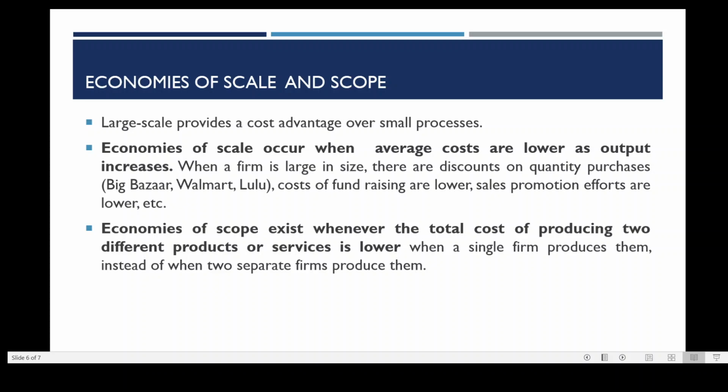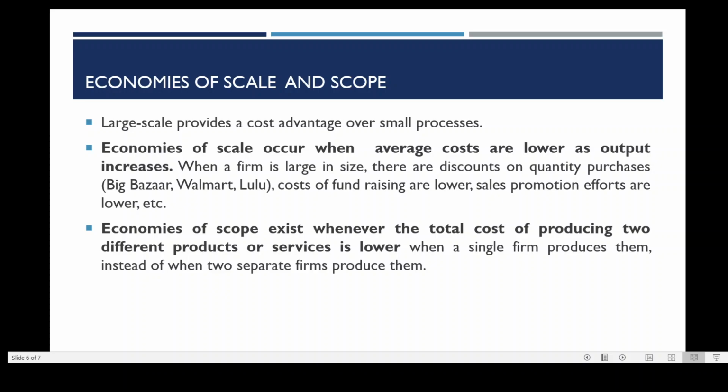Economies of scope: it is cheaper to make two different products in the same firm than if you go and make two products in two firms. Then we have economies of scope, two different products under the same roof. So you are looking at economies of scale and economies of scope.